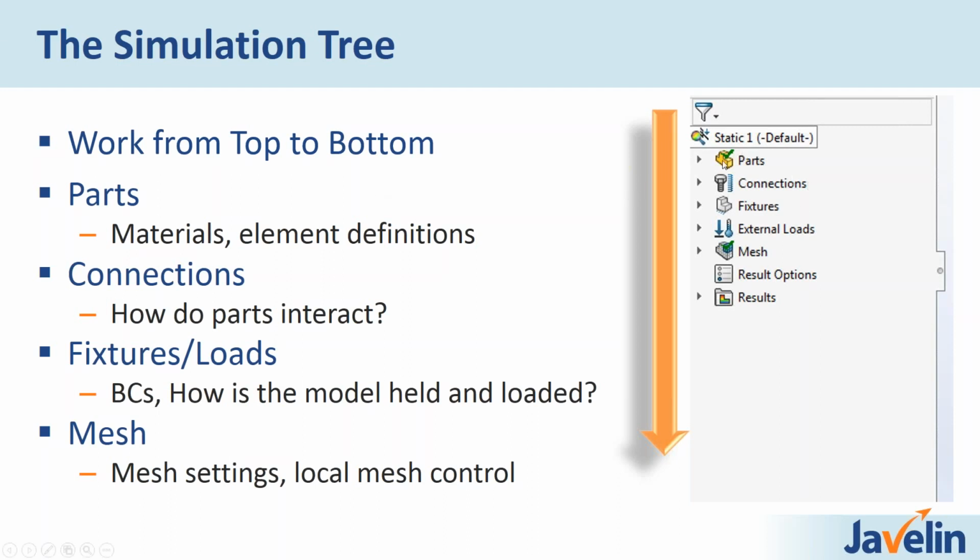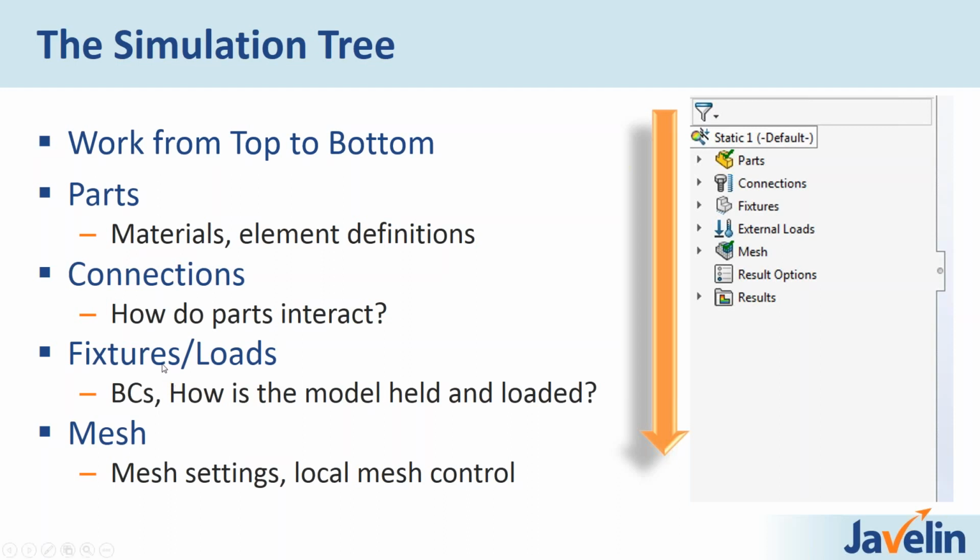To start with, the parts folder or parts icon. If you just have one part, this is where we define the materials and the element definitions, so solids, shells, beams, etc. And what are all the parts made of? Connections is the next one down. With single parts, you don't need to worry about this, but when you get into multiple parts, and we'll look at an example a little bit later, we need to tell SOLIDWORKS how those parts interact. Are they bonded together? Are they free to slide and react off each other and develop contact patches, etc.? So that's what we set in the connections folder.